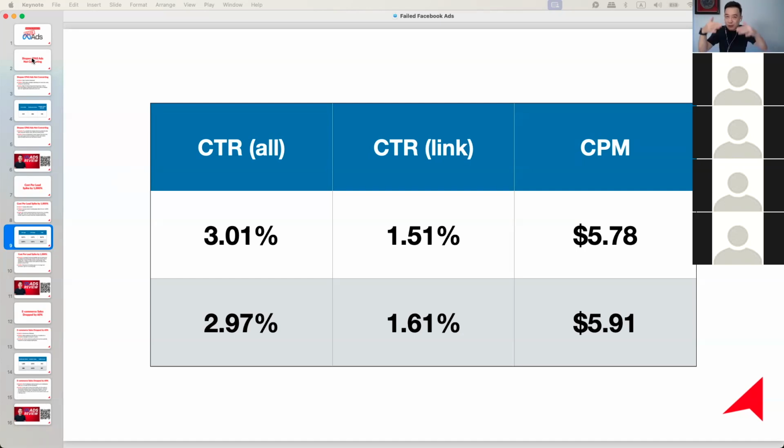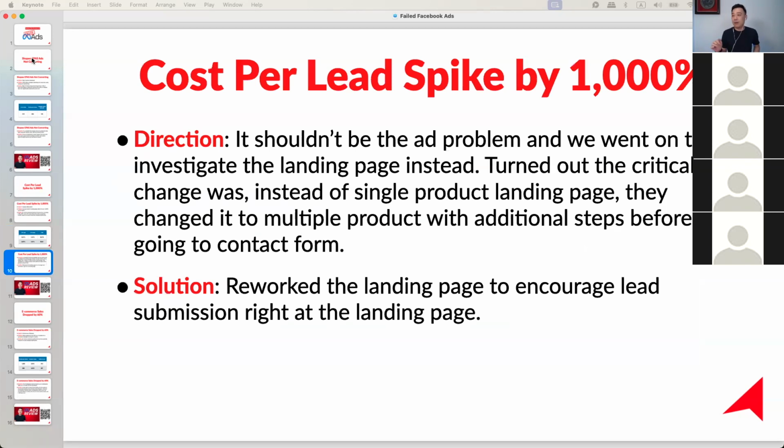Then only we dive into the next step and look at the landing page itself. Then we realize this is the problem. Because the whole direction that we were setting for this campaign was, we rule out the possibility of having any problem at the ad level, because all the numbers were really doing good. So we rule out the possibility of an ad problem over here, and we started to look at after the click.